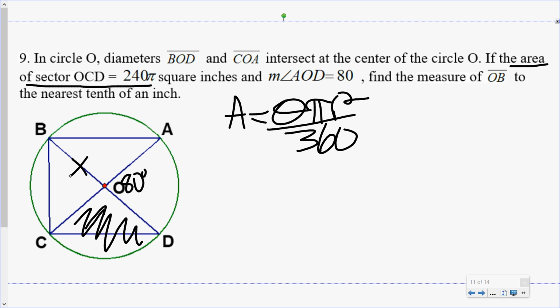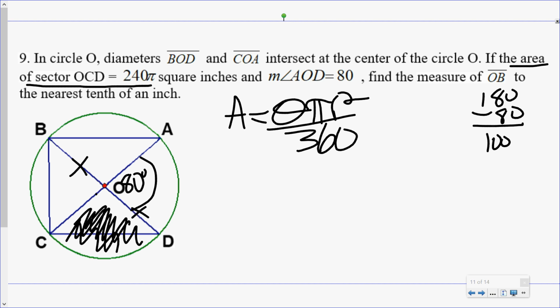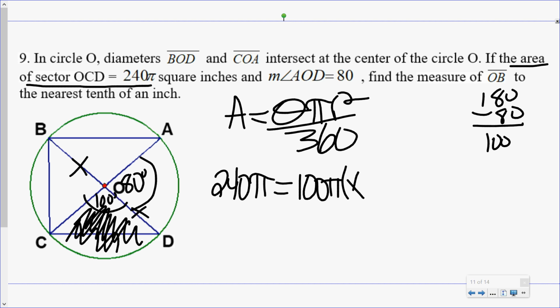Well, since OB is a radius, we're trying to find a radius. Now, this central angle is not the central angle for this sector. This came up in the problem we did a few minutes ago. I'm going to have to subtract from 180 because it's a linear pair in the middle there to get 100. So the central angle for the sector that I'm dealing with is 100. So the area is 240 pi. Theta is 100. Radius is x.